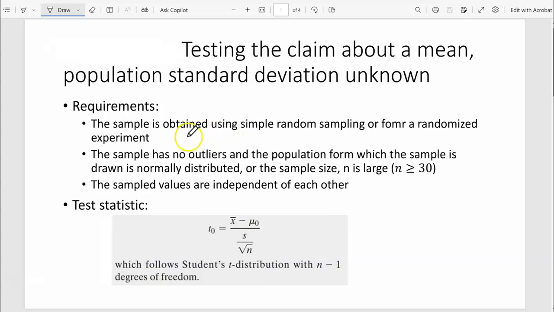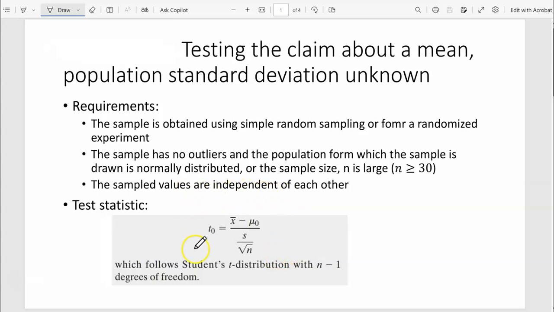So what are the requirements? The sample has to be a simple random sample, I'll correct that in the notes, a randomized experiment. And the sample has to have no outliers, and the population from which the sample is drawn is normally distributed, or the sample size has to be pretty large. Usually we use n greater than or equal to 30 for that, and that comes from the central limit theorem. And then the sample values are independent of each other.